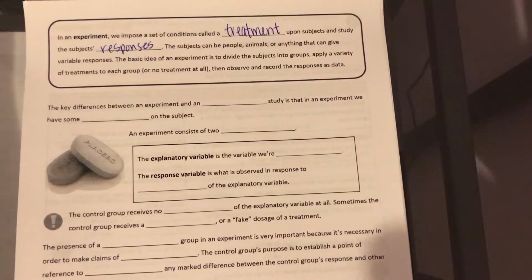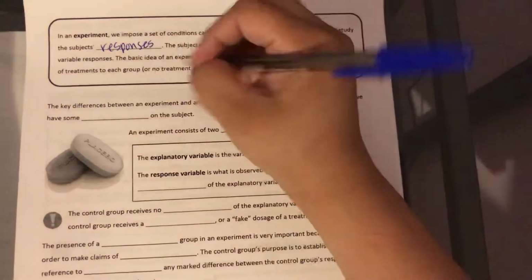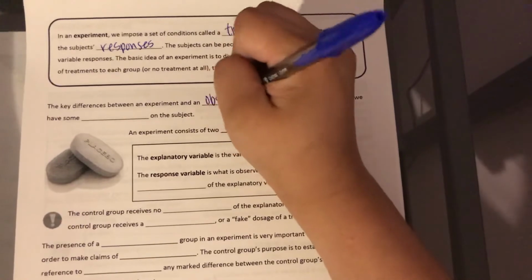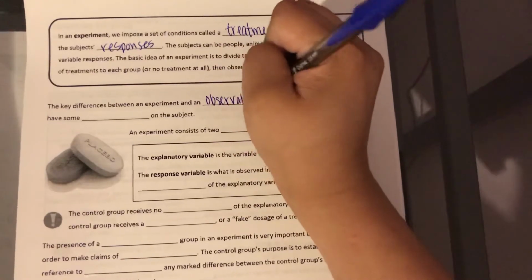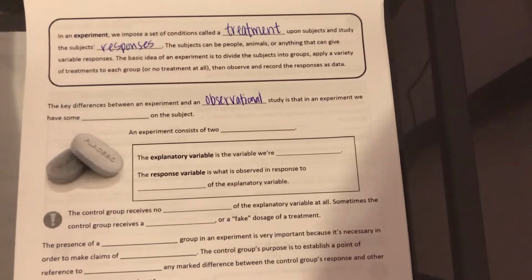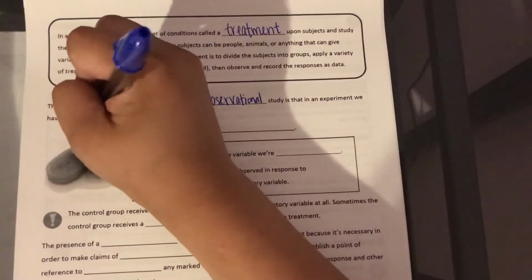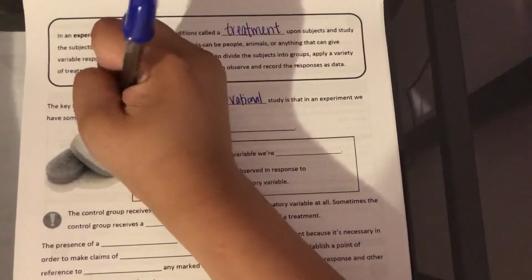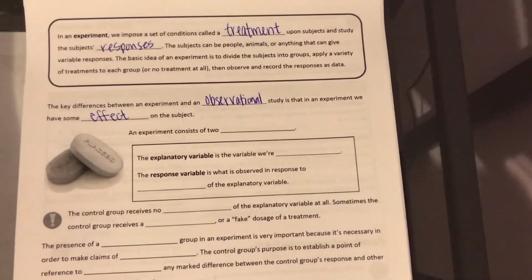Okay, so the key difference between an experiment and an observational study is that in an experiment we have some effect on the subject. So we wrote the word affect with an A before. That's different. Here we have some effect, with an E, because we can actually manipulate something, the treatment that's going in there. That is going to possibly affect what the outcome is. And that's the whole point.